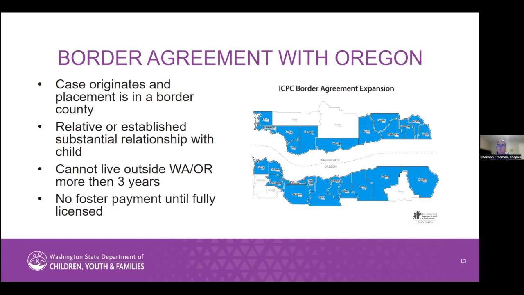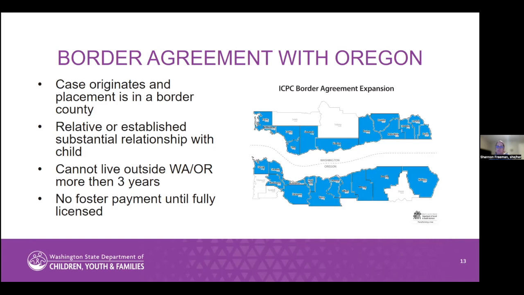All right, we have a border agreement with Oregon. States are allowed to do certain border agreements between themselves. It takes a lot of work, and we actually started this border agreement, gosh, I think 10 years ago, and now we're considered fully live around both the borders of Washington and Oregon.